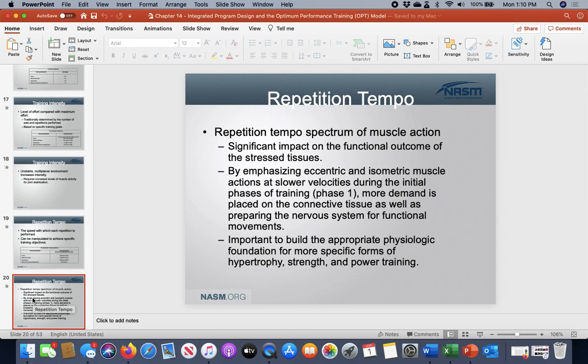Now, like it says here, it's important to build appropriate physiological foundations for specific forms of hypertrophy, strength, and power. So you have to have good bases of all of these things before you progress from one to the other. You want to have adequate muscle mass, hypertrophy. From that, you want to use that muscle mass to improve the strength portion of everything. And then, having a good solid strength and muscle mass base, you can then work on trying to propel things in a quicker form. That's the part about repetition tempo that we want to do, especially if we're using tempo. It's all about the building component, or progression.